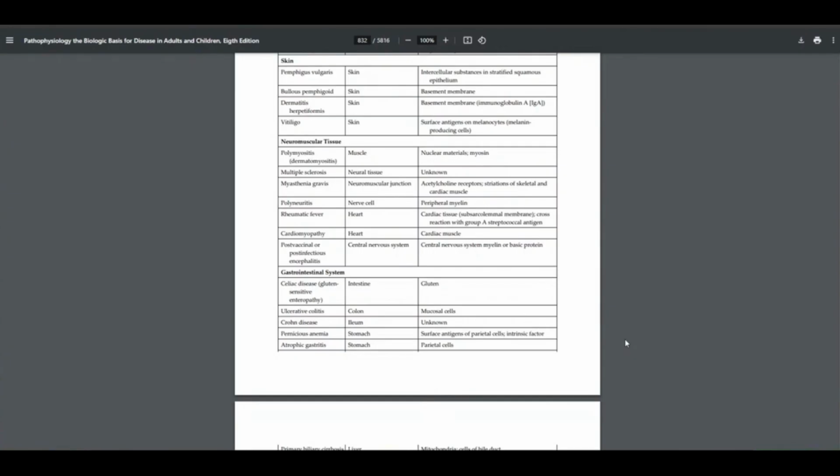The heart can have rheumatic fever or cardiomyopathy, which involves cardiac tissue, the subsarcolemmal membrane, or cross-reaction with group A streptococcal antigens, or with myopathy, the increase in cardiac muscle. In the central nervous system, post-vaccinal or post-infectious encephalitis can cause a central nervous system myelin or basic protein reaction.